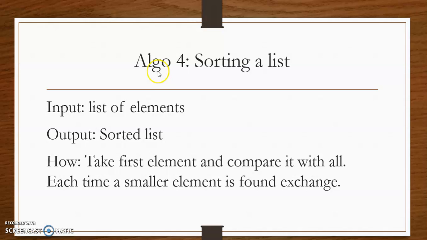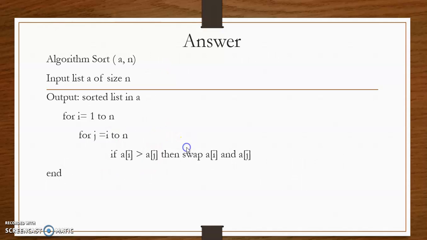So, looking at the algorithm, how do we traverse through all the elements of the list? Using the for loop. So here we will need two for loops. The first loop will move from 1 to n, and the second loop will work from the ith element to the nth element. Now we will compare A of i with A of j. If A of i is larger than A of j, we will swap the ith element with the jth element.